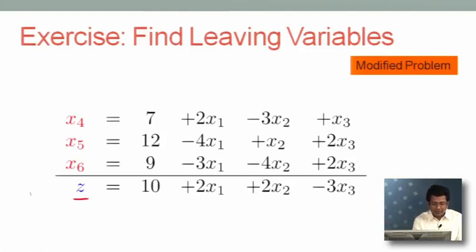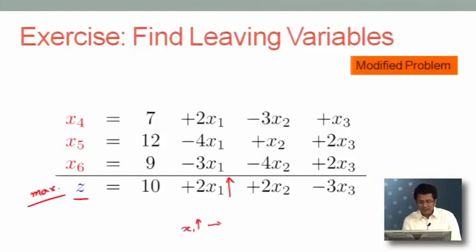So z needs to be maximized. This is for the entering variable. If x1 increases, then z increases. If x2 increases, then z increases. But on the other hand, if x3 increases, then z decreases.